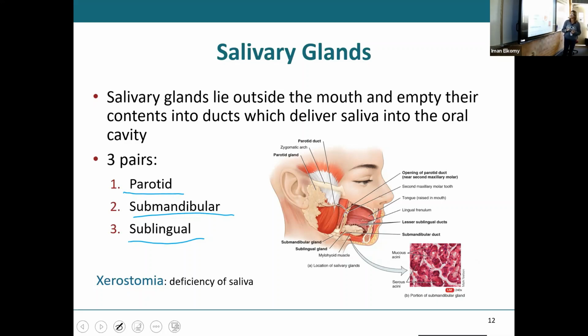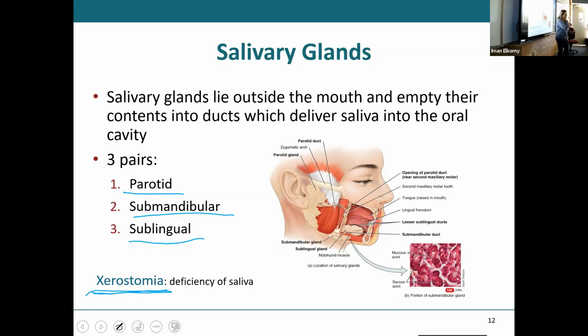And there is a condition known as xerostomia. You may call it dry mouth. The medical term for that is xerostomia. That is the insufficiency of saliva. So if you're not producing enough saliva or have a deficiency of saliva, it's called xerostomia. Yes. Somebody asked me if xerostomia causes bad breath. Yes, it does. Then ask me why.